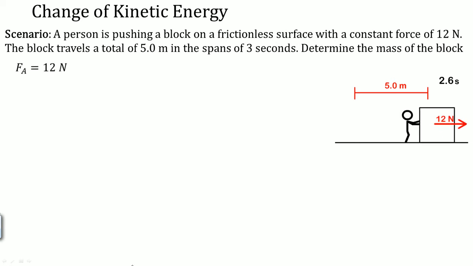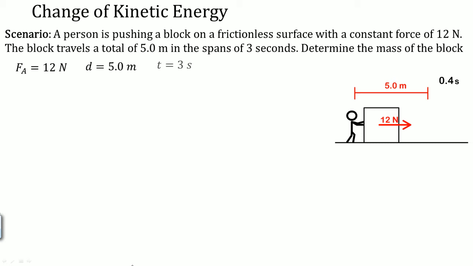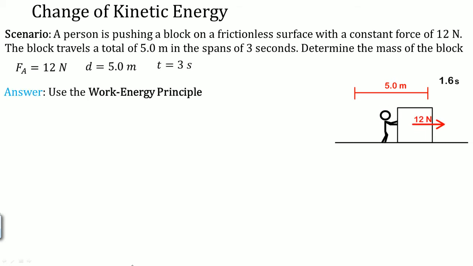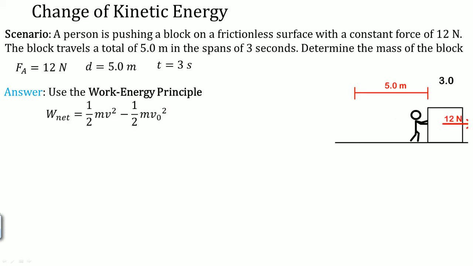Let's label our information. The force applied is 12 newtons. The distance is 5 meters. The time is 3 seconds. To do this, our answer is going to require us to use the work energy principle. Here's the equation. W net is equal to 1/2 mv squared minus 1/2 m v naught squared.